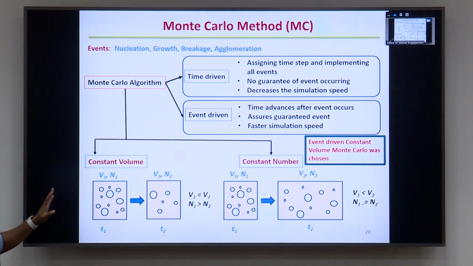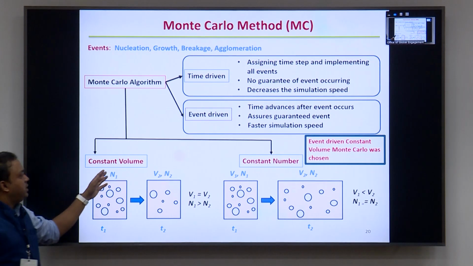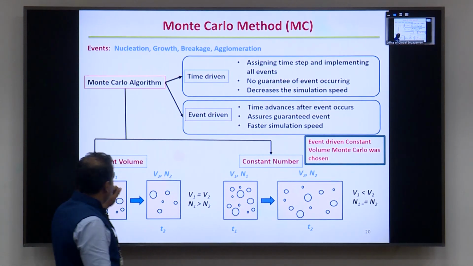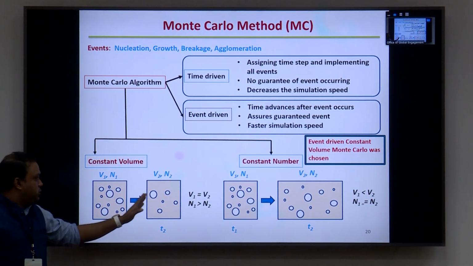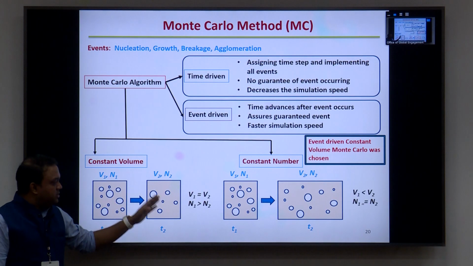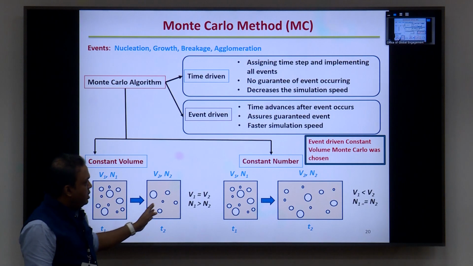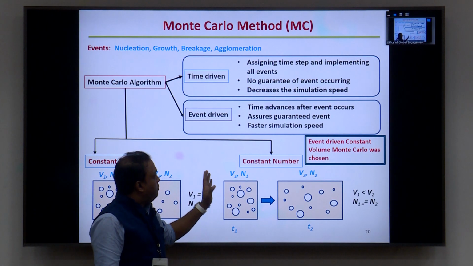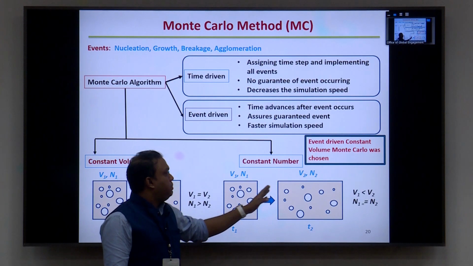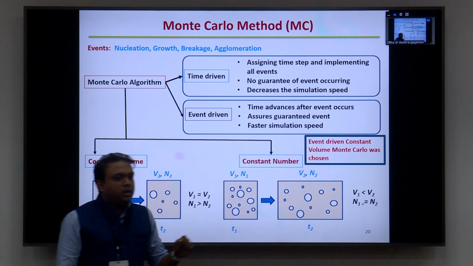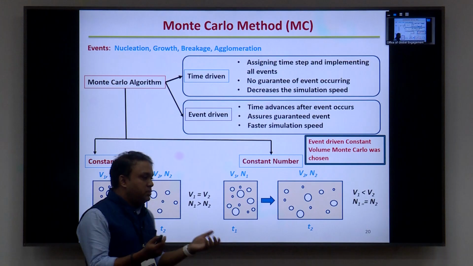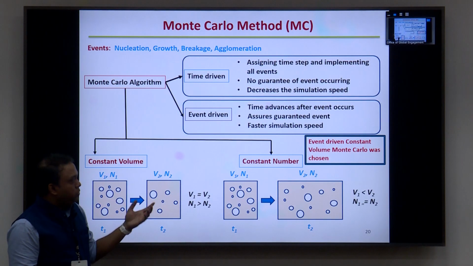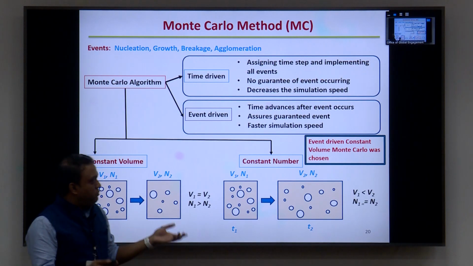Now again, Monte Carlo is further divided into constant volume and constant number. For constant volume, with increase in time, the volume remains constant, but the number of particles in the system may increase or decrease. But for constant number, the volume may increase and decrease and the number of particles remains the same. Constant number is generally used in the literature for seeded crystallization, where we put some seed and we use growth rates, different population balance equation for that.